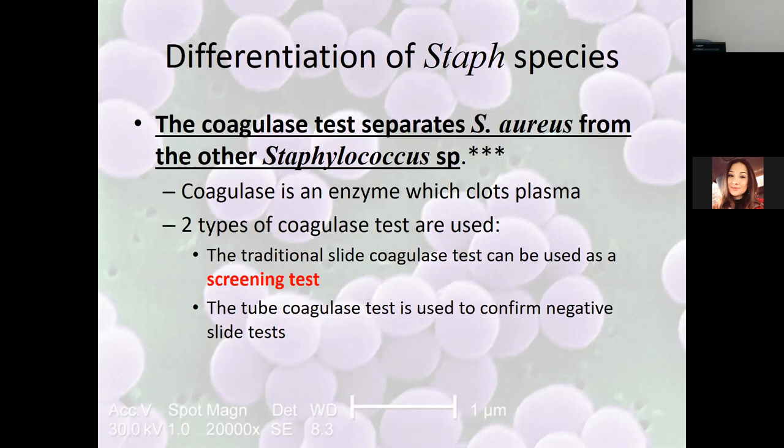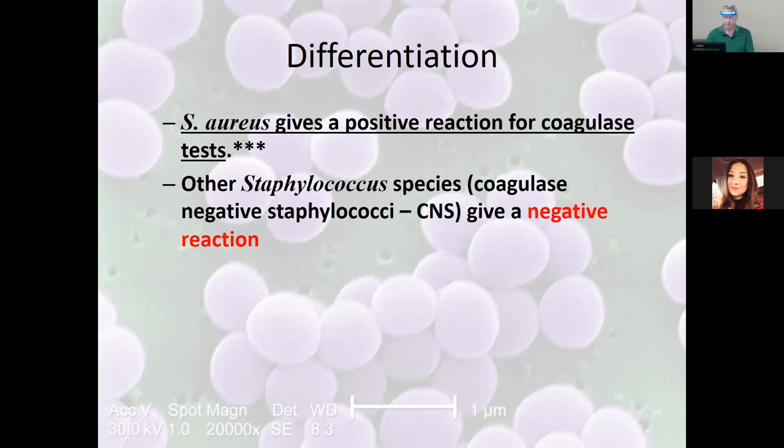So we have that kit, and what we'll do is pass that kit around as you're working on setting up your API. We have our API strips to set up for staph, and then we'll send around the coagulase test kit to each table. That way you aren't moving and hovering over the top of each other. Yes. Did you say that staph aureus was the only one that has a coagulase? Coagulase positive staph, yes. It differentiates it from epidermidis and saprophyticus.